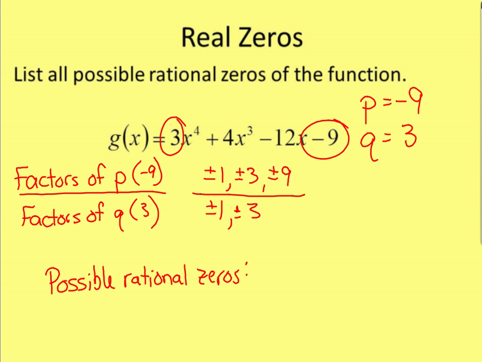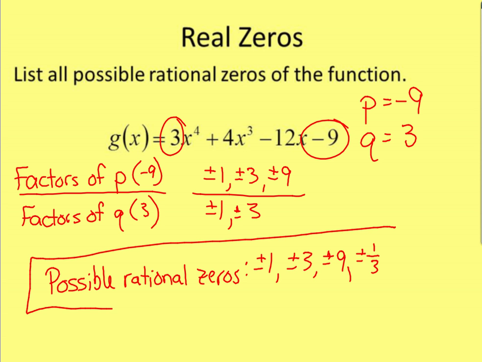we're going to take each of our factors of p and divide it by 1 first. So 1 divided by 1 gives us 1. 3 divided by 1 is 3. And 9 divided by 1 is 9. Now we're going to take each of our factors of p and divide it by 3, our other factor of q. So 1 divided by 3 is 1/3. 3 divided by 3 is 1, which is already on our list, so we don't have to write it again. And 9 divided by 3 is 3, which is already on our list. So these are possible rational zeros.